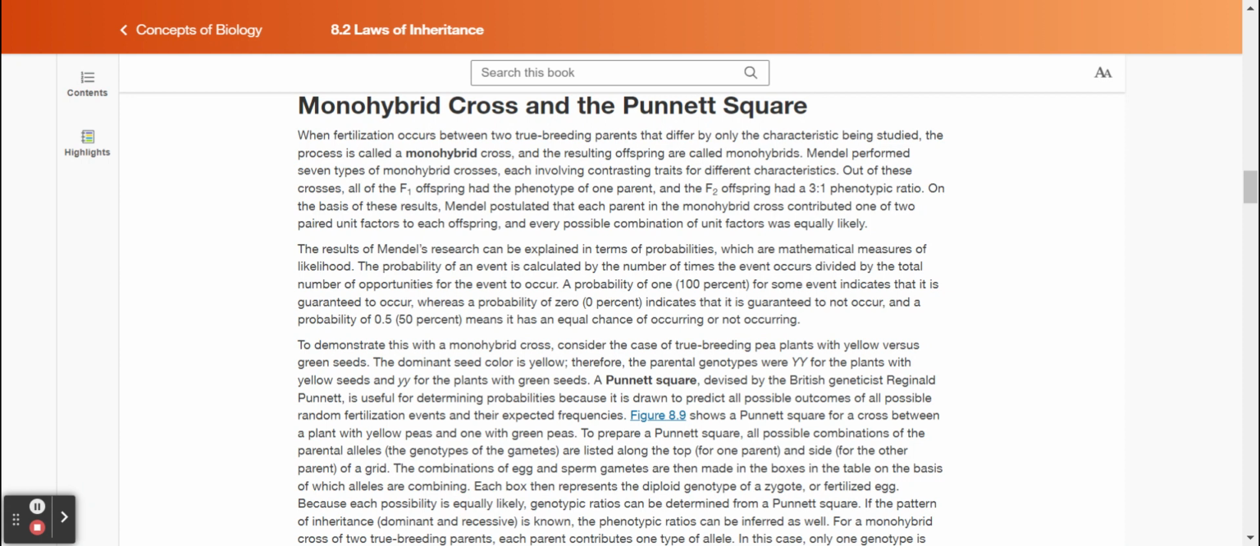The results of Mendel's research can be explained in terms of probabilities, which are mathematical measures of likelihood. The probability of an event is calculated by the number of times the event occurs divided by the total number of opportunities for the event to occur. A probability of 100% for some event indicates that it is guaranteed to occur, whereas a probability of 0% indicates that it is guaranteed to not occur. And a probability of 0.5, or 50%, means it has an equal chance of occurring or not occurring.